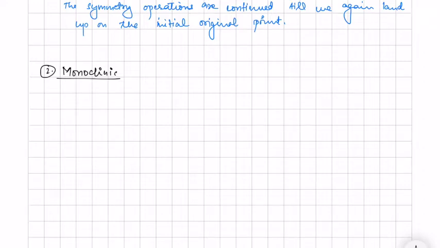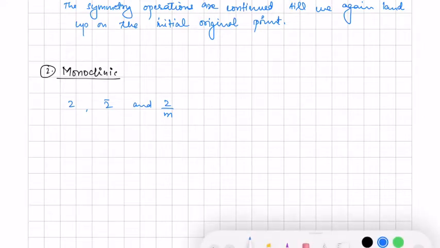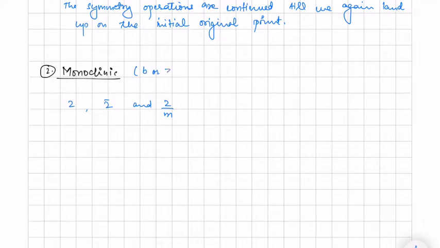So we have three point groups here. They are 2, 2 bar, and 2 by M. For monoclinic, the rotation is about the B axis or Z2, we can say, or 0, 1, 0.